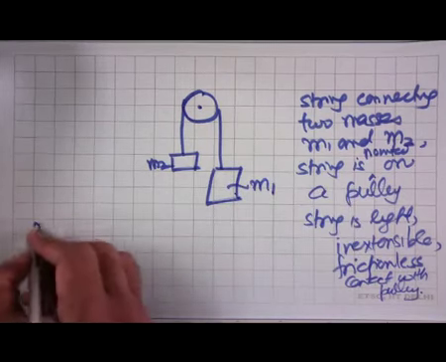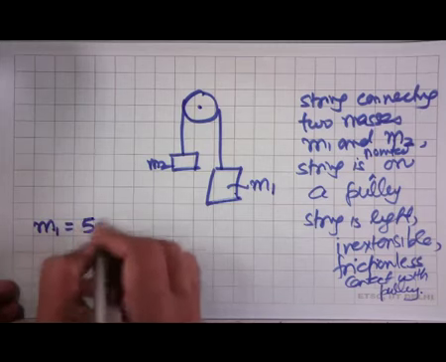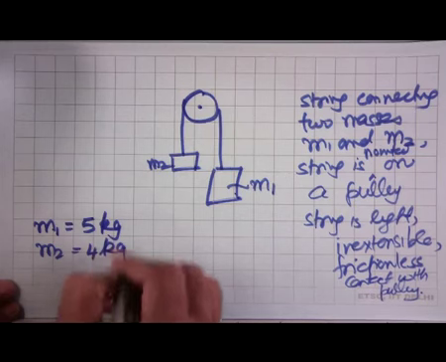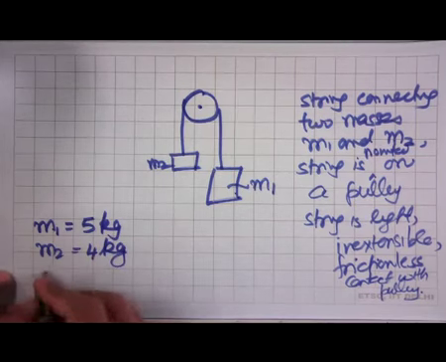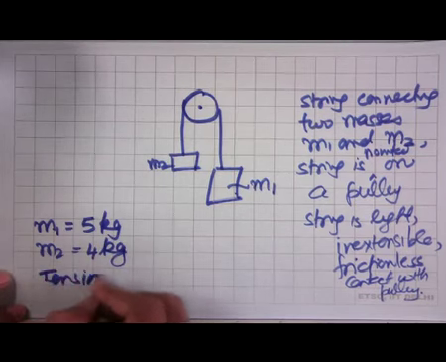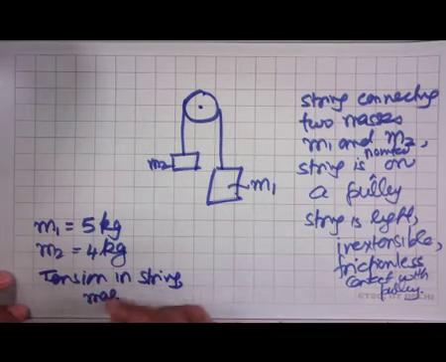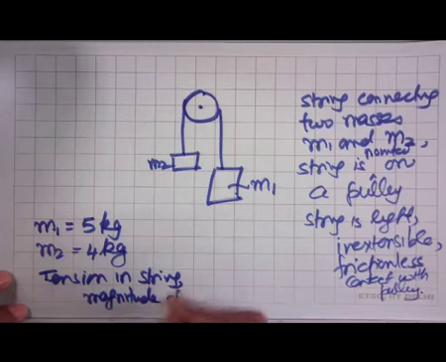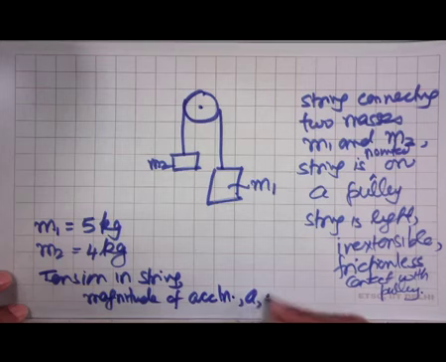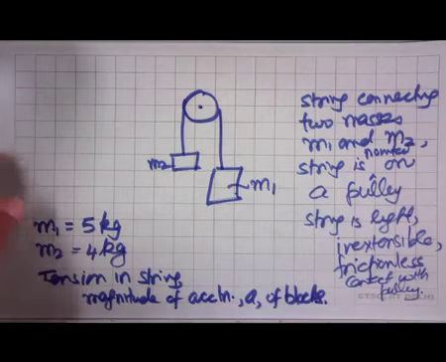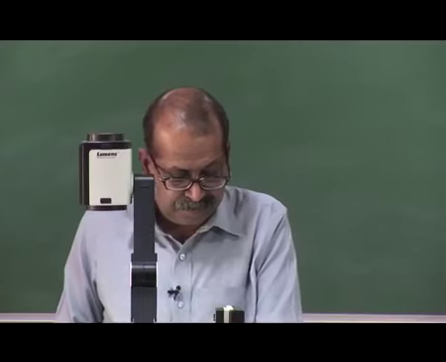It is given to us that m1 is equal to 5 kgs, m2 is equal to 4 kgs, and we want to find the tension in the string and the magnitude of acceleration a of the blocks of mass m1 and m2. So, this is what we have to find.